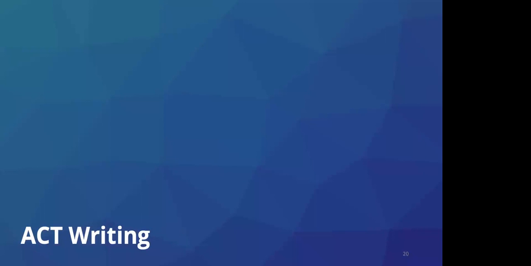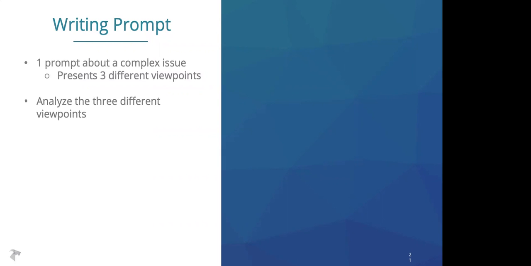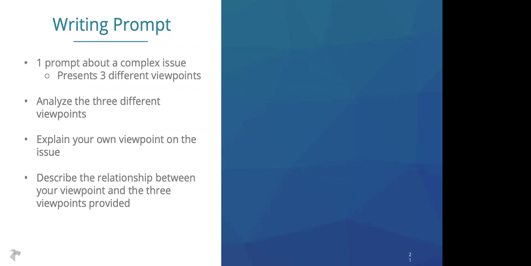Okay, now we're going to dive into the optional ACT writing section. You'll receive 1 prompt about a complex issue, which will present 3 different viewpoints. You will have to analyze the 3 different viewpoints and explain your own viewpoint on the issue, describing the relationship between your viewpoint and the 3 viewpoints provided.